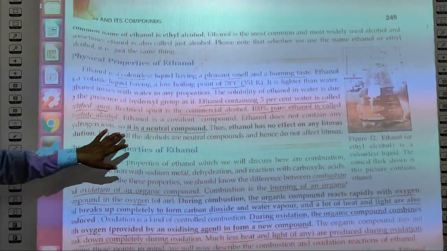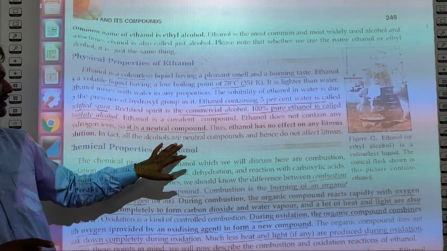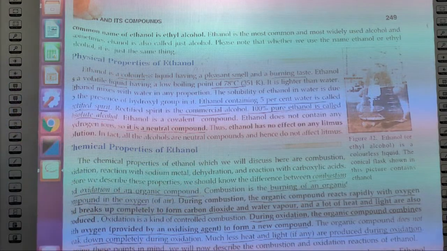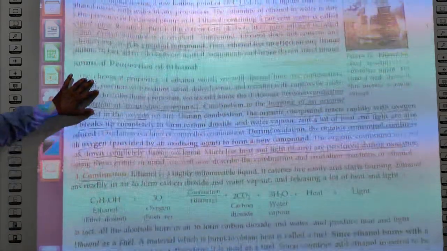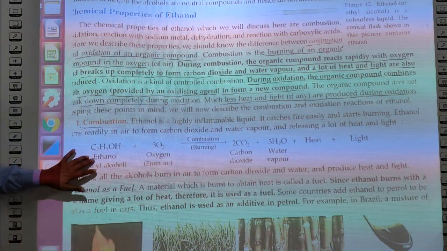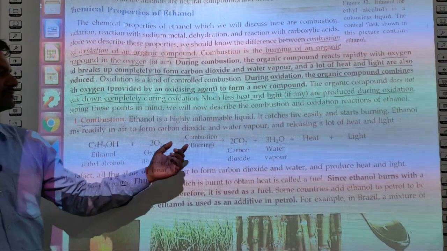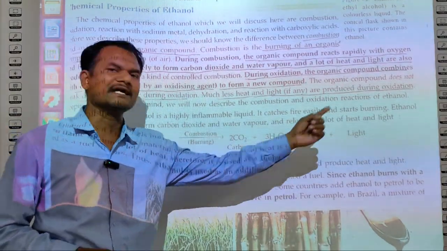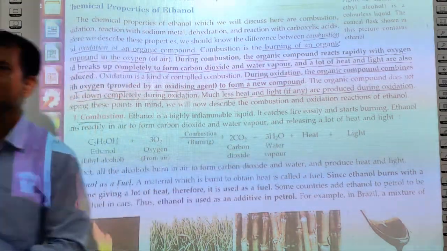It is an alcohol. It is a neutral compound. What happened here? With a neutral compound, how will litmus paper behave? It will stay neutral. If it was red, it stays red; if blue, it stays blue. It will not change its color because it is neutral. Then the chemical properties of ethanol. It is combustible. Ethanol burns in air, then we get carbon dioxide, water, heat and light.